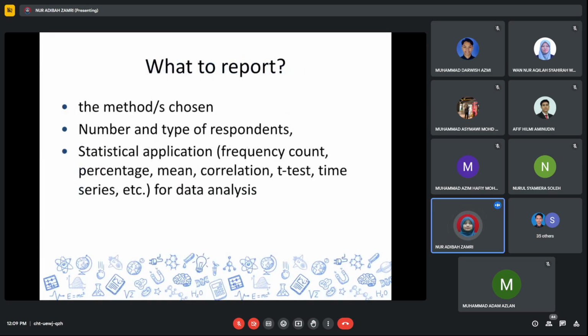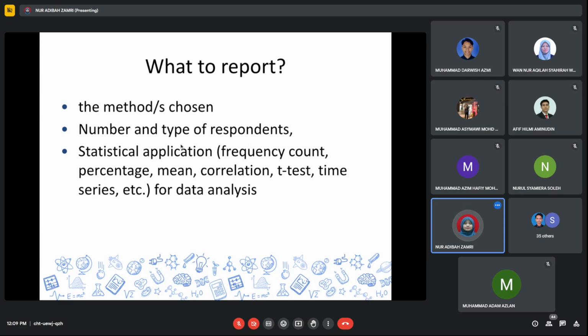And then the methods chosen. So basically, we use quantitative because you are going to use a questionnaire. Okay, and then the number and type of respondents. This one I have mentioned before.